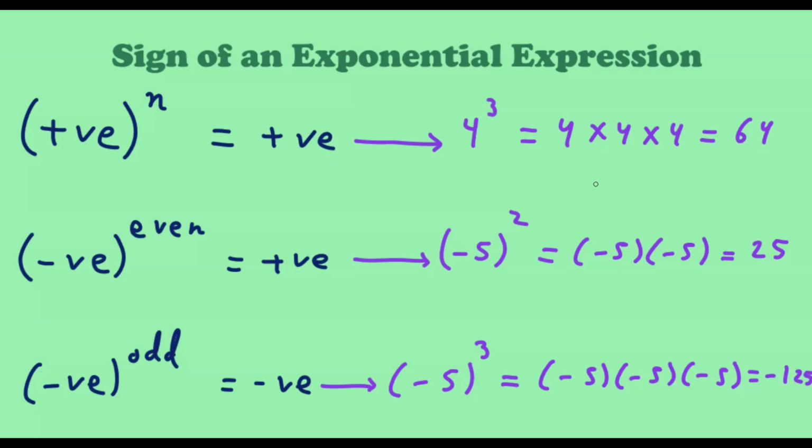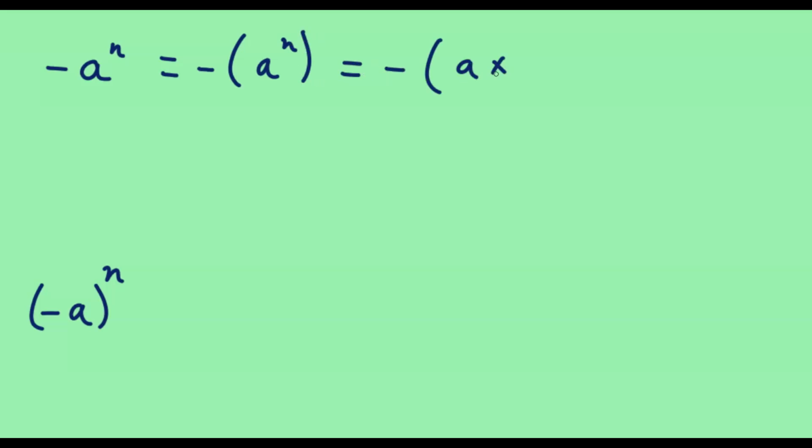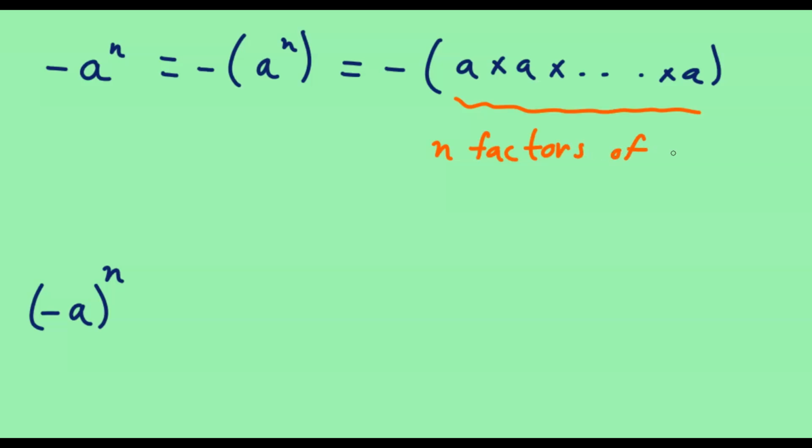Now, it is important to remember the difference between negative a to the power of n and negative a whole to the power of n. Now, this first one represents the negative of a to the power of n, which means we have the negative of a multiplied by itself a total of n times. So that means that over here, we have a total of n factors of a.